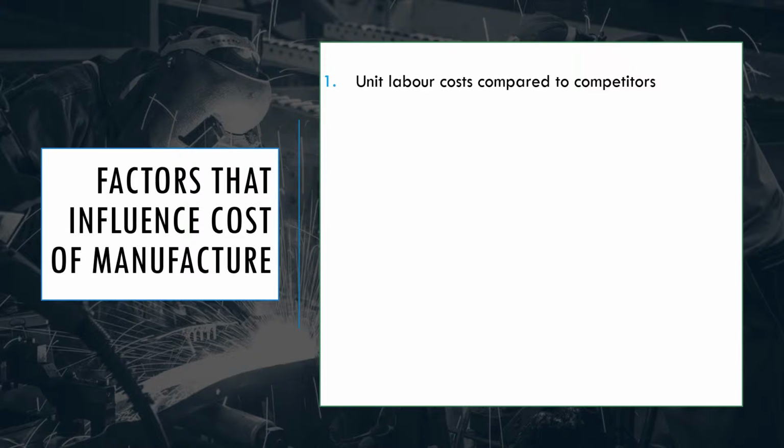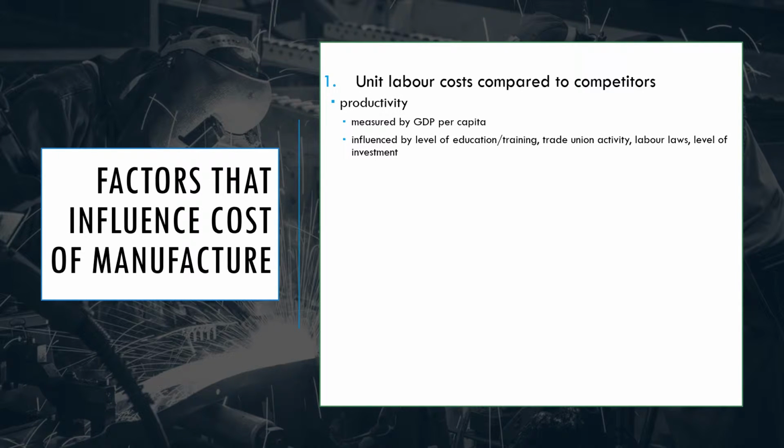An important first one is the labour costs, the labour cost per unit of manufacture compared to competitors. So what will influence labour costs? Well, generally speaking, productivity, so the output per worker. And we can often compare productivity between countries by looking at the output, the GDP, and dividing it by the population, per capita. So GDP per capita gives us a measure of productivity, and productivity influences unit labour costs.